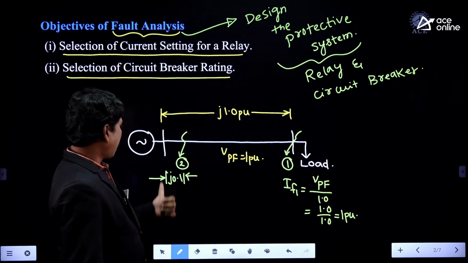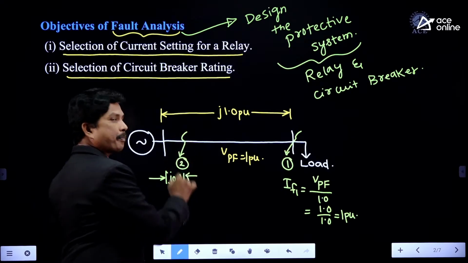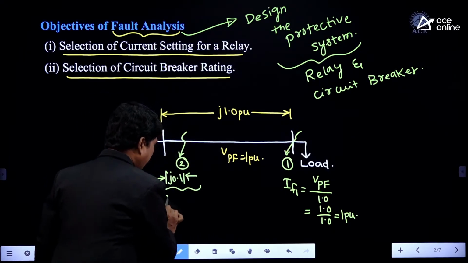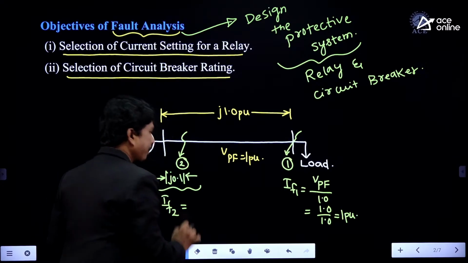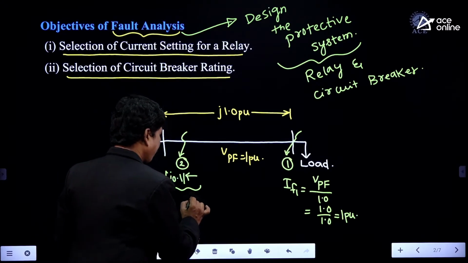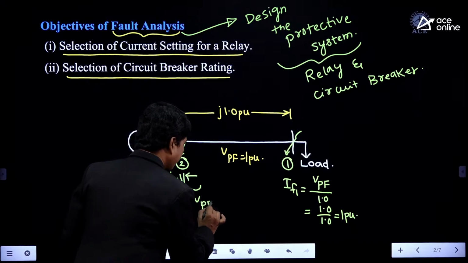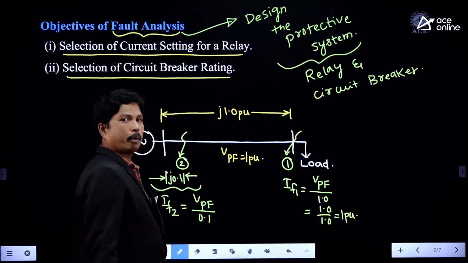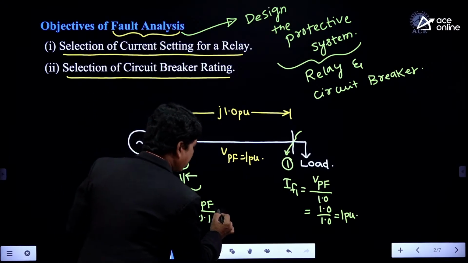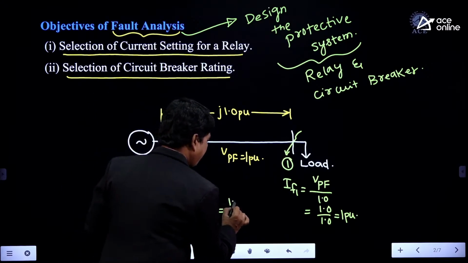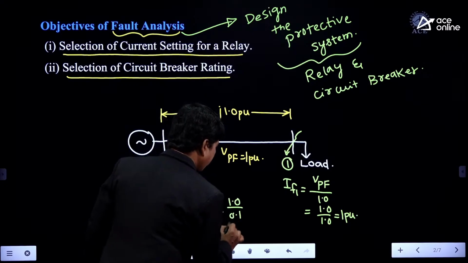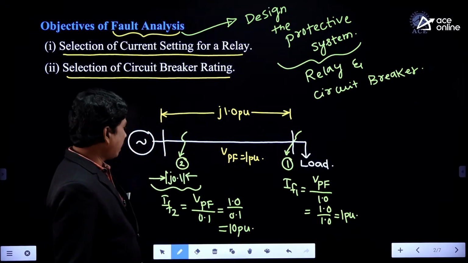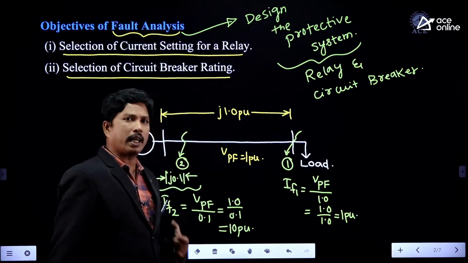Whereas at location 2, whenever the fault occurs, if you calculate the fault current in the second situation, IF2 is equal to the pre-fault voltage divided by the impedance up to that location, which has magnitude 0.1. So the pre-fault voltage of 1 per unit divided by 0.1 will be 10 per unit. Any one of these two currents we can select.